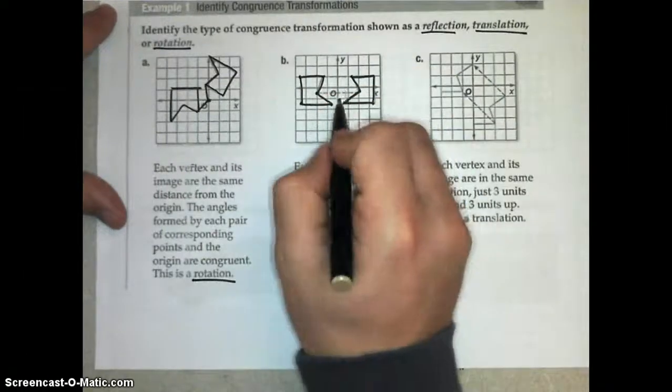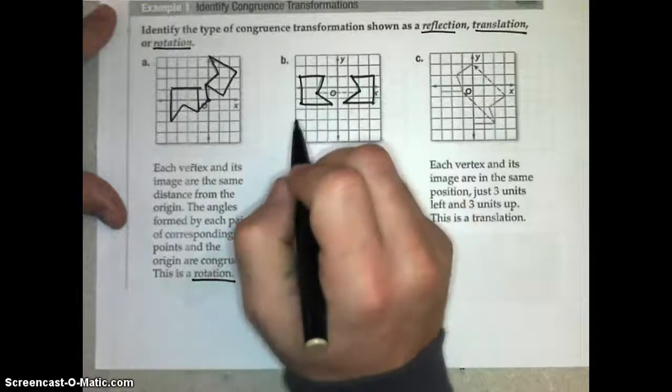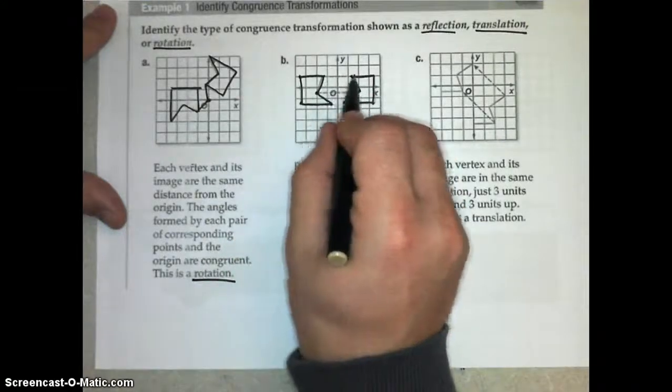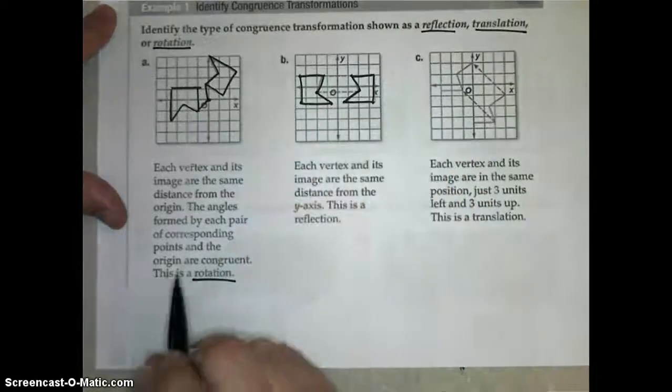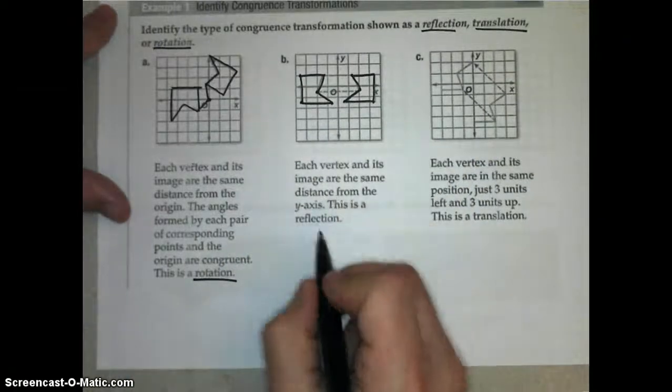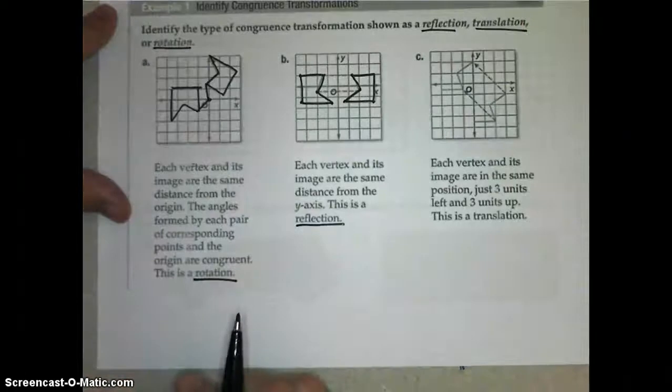Now notice every vertex of this figure is the same distance from this line, the y-axis, as its counterpart. This distance is the same as this one, and this one as this one, and this one as this one, and so on and so forth. We could go on and through all those vertices. So this is a reflection. We're reflecting that across that y-axis.